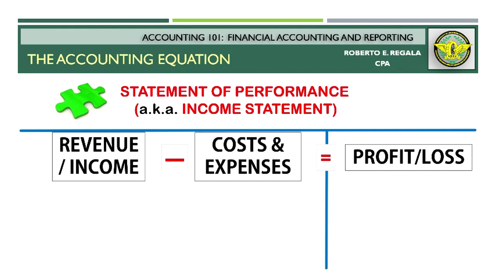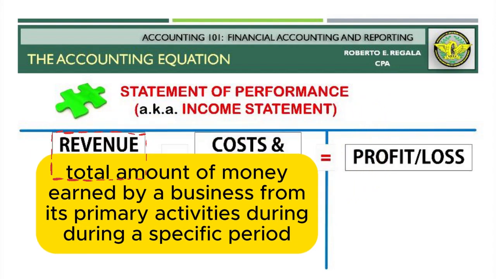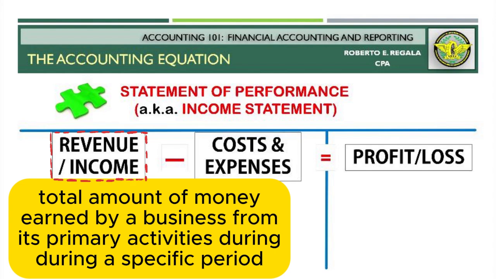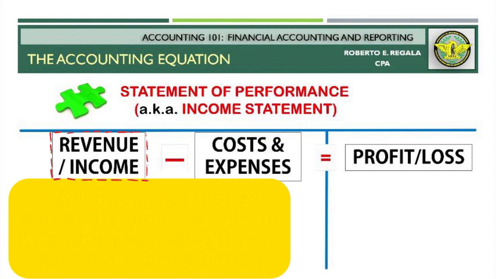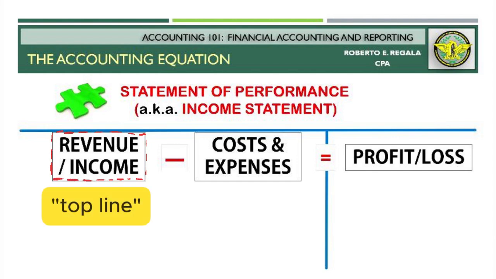The first element of the income statement is income or revenue. Revenue refers to the total amount of money earned by a business from its primary activities, such as the sale of goods or services, during a specific period. It is often referred to as the top line because it appears at the top of the income statement. Revenue is a key indicator of an entity's operational success and market demand for its products or services.